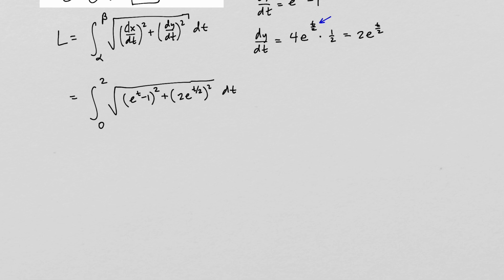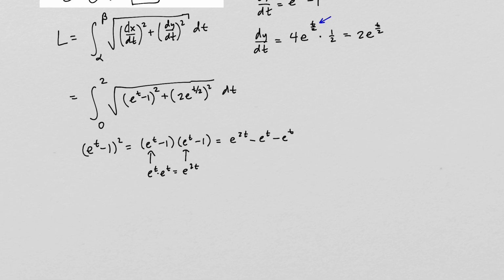So now we need to go ahead and multiply this out. e to the t minus 1 squared means e to the t minus 1 times e to the t minus 1. This gives us e to the t times e to the t, which is e to the 2t, because we're adding those exponents together. And then we have minus e to the t times 1, minus e to the t times 1, and then negative 1 times negative 1 is positive 1. And so ultimately we have e to the 2t minus 2e to the t plus 1.